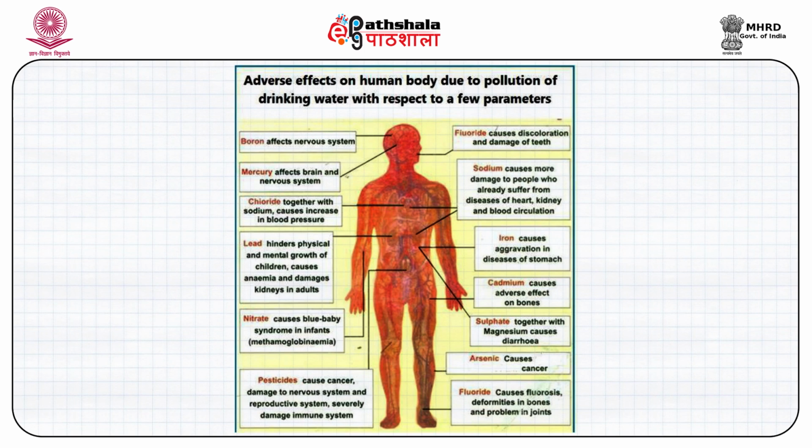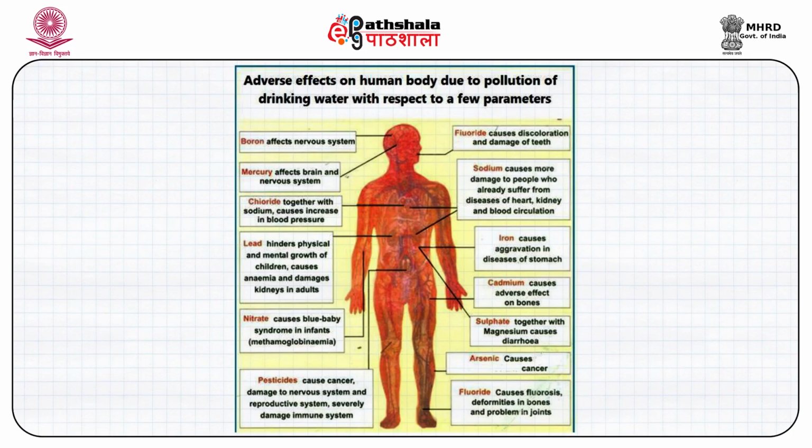Lead hinders physical and mental growth of children, causes anemia and damages the kidney. Lead poisoning is one of the most common types of poisoning. Nitrate, the very famous blue baby syndrome. What do these pesticides do? They are very harmful. They cause cancer, they damage the nervous system, they damage your reproductive system, they severely damage the immune system of the body.